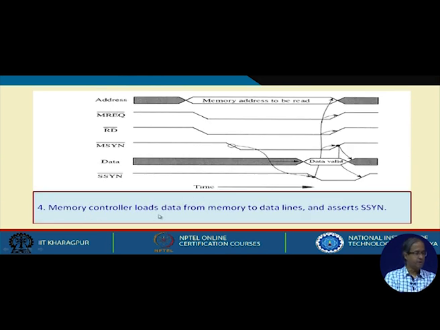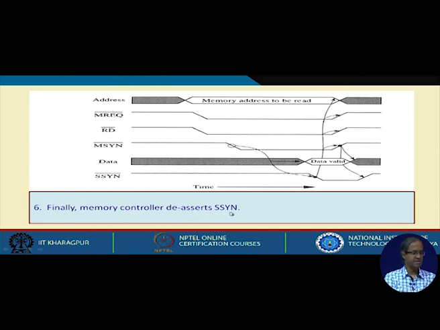Then the memory controller will take some delay depending on the access time, this can be less, that can be more, so it is not fixed, to load the data onto the data line. After some delay the data will come on the data line, and once it is valid, the memory controller will activate the ssyn. So, ssyn is a signal that comes from the memory controller to the CPU, and when the CPU sees that ssyn is activated, it will know that data is now available on the data bus. Now what will the CPU do? The CPU will read the data from the data bus and it will deassert memory request, read and msyn, and lastly the memory controller will deassert ssyn after all these lines have been deasserted, indicating that the operation is over.